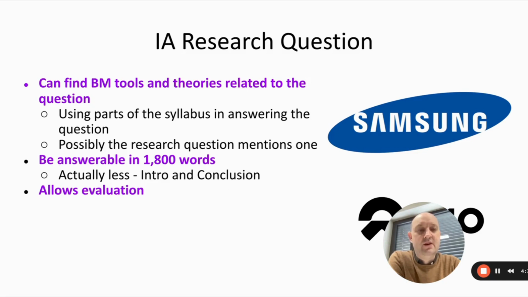1,500 words might sound like a lot, but it really isn't. There's really not that many words there. And so you really, really want to have a question which is very focused, so you can answer it in 1,800 words.